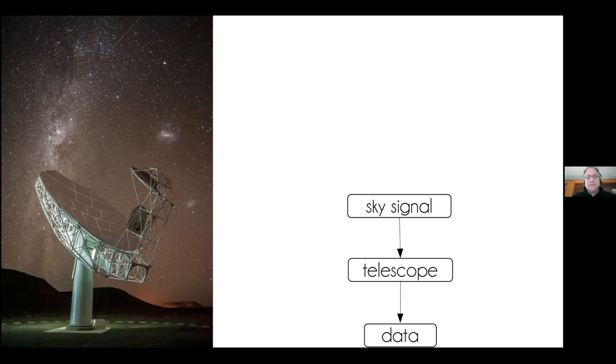The answer is we have to put constraints on what the sky could do. And these constraints should encode our knowledge about the sky. So we have to basically put in models. And let's start very simple. Let's make a very simplistic model of the sky.